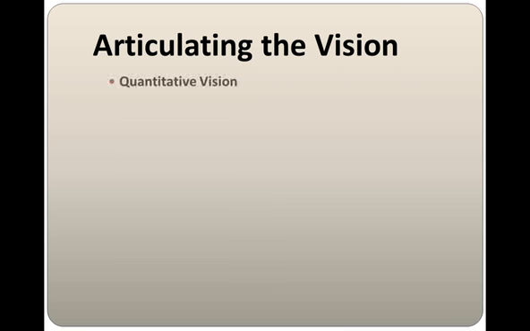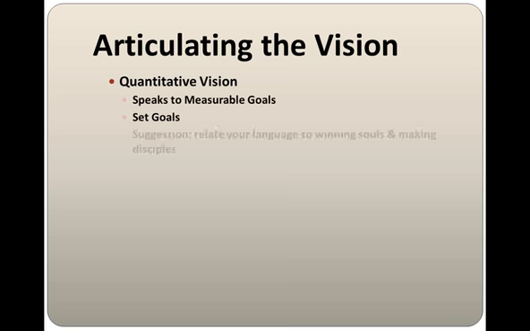Then you want to talk to them, and the second part of breaking your living language into two parts is the quantitative vision. You want to speak to a numerical or measurable aspect of the better future. So you want to set goals. You want to be able to relate your language to winning souls and making disciples.